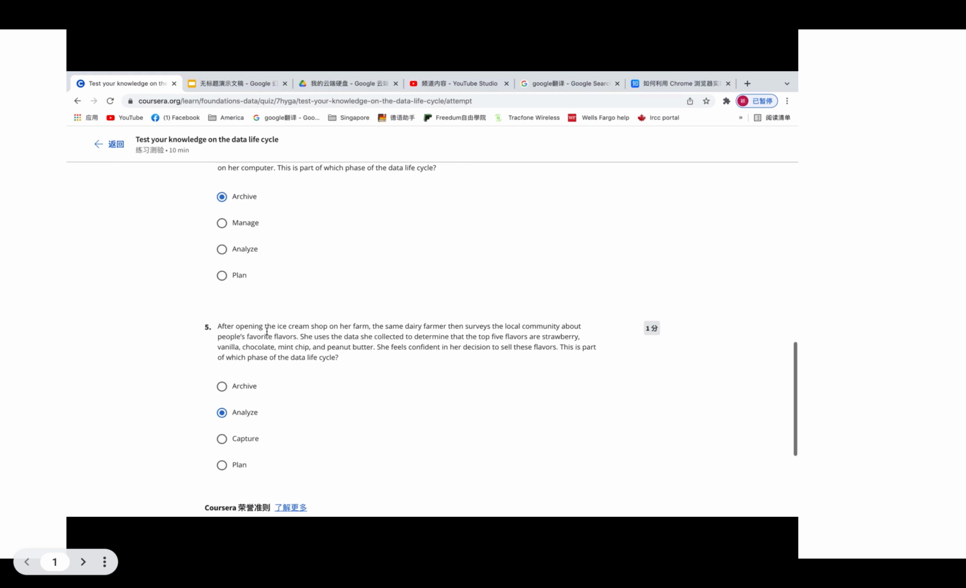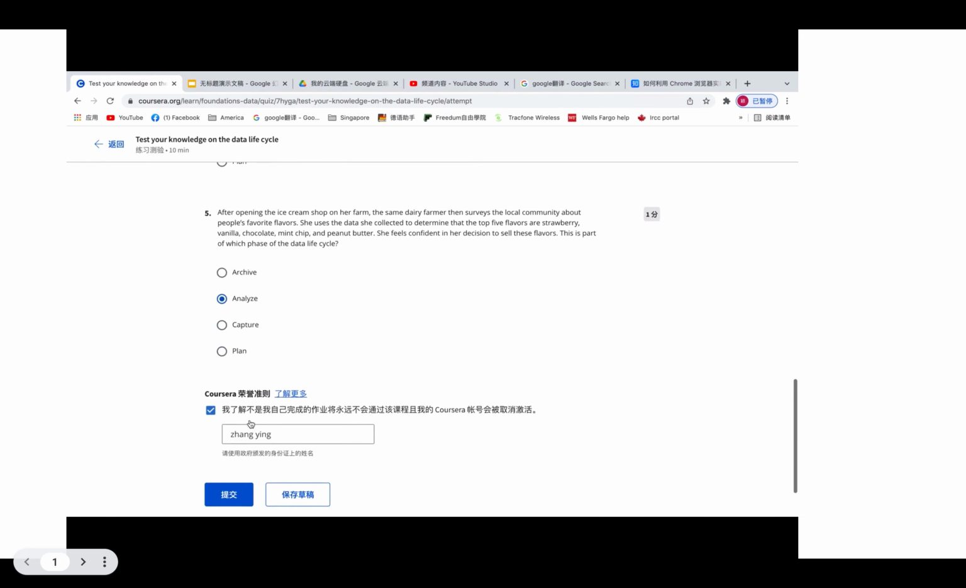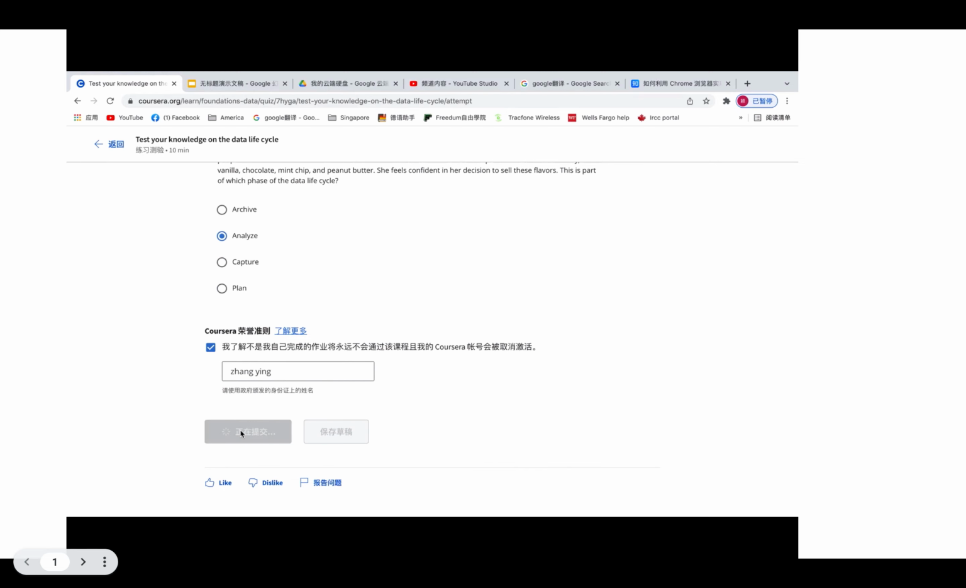After opening the ice cream shop on her farm, the same dairy farmer then surveys the local community about people's favorite flavors. She uses the data she collected to determine that the top five flavors are strawberry, vanilla, chocolate, mint chip, which is my favorite too, and peanut butter. She feels confident in her decision to sell these flavors. This is part of which phase of the data life cycle? Analyze. Yep. Alright, let's take a look.